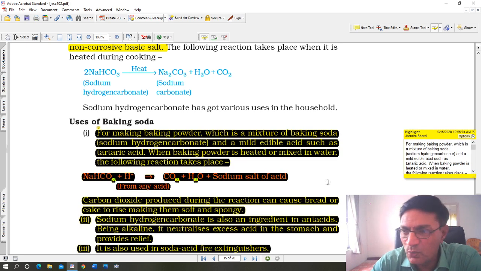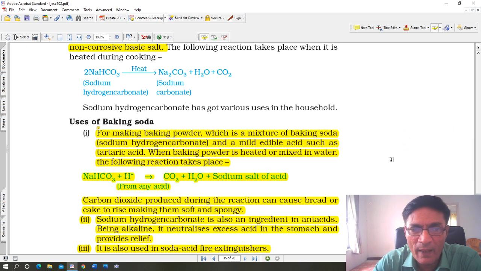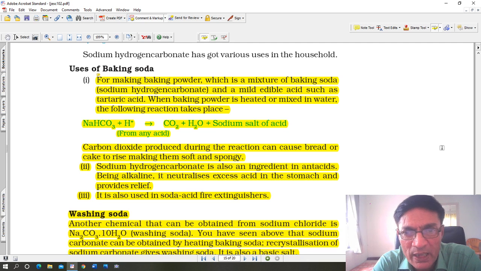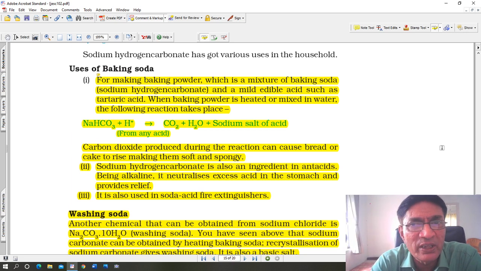Now let's see this one. These are the uses of baking soda. Use for making baking powder, which is a mixture of baking soda, sodium bicarbonate, and a mild edible acid. Edible means something which you can eat. For example, vinegar. Vinegar is an acid, but 1% acetic acid. 1% means it is extremely dilute. When you sprinkle it on onions or anything, it is not going to kill you. But of course, as I have always said in chemistry, always be careful before you put anything in your mouth. Dangerous habit. Another edible acid is tartaric acid.